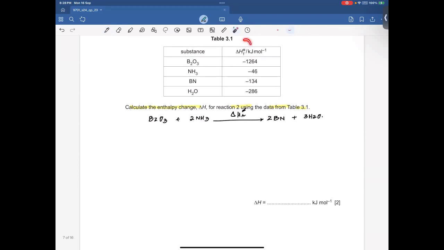So if formation data is given, the thermochemical Hess cycle needs to start from constituent elements. By using these substances, I know that I need boron, nitrogen, hydrogen, and oxygen. Under standard conditions, boron is solid, and all these others are gases. We need to put 2 here in order to balance the equation. We have 6 hydrogen, so we need to put 3 here. We have 3 oxygen, so it must be 3 by 2. Okay, let me put the arrow upward because the formation data is given.